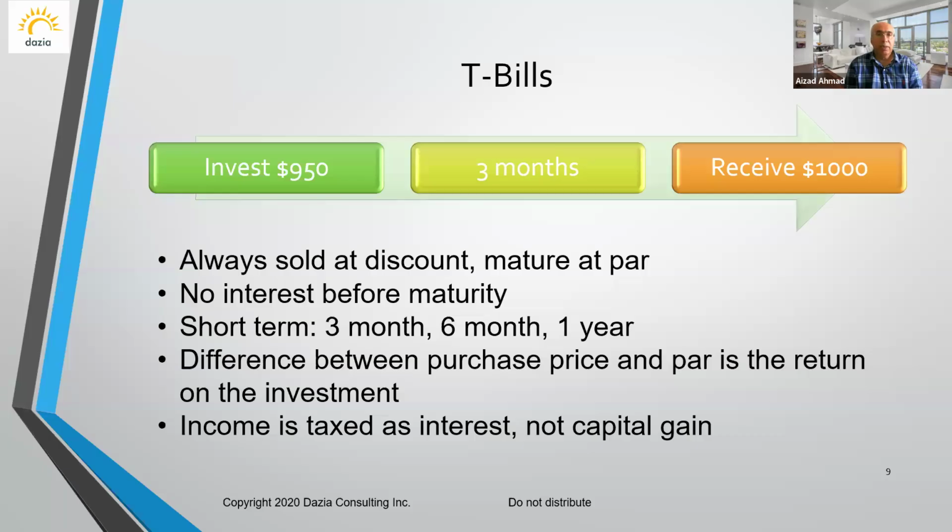So the T-bills, as we said, are sold at a discount and they mature at par. For example, you invest $950 for 3 months. After 3 months, you will get $1,000. That is how you will receive the $1,000 at maturity. Short term is 3 months, 6 months, 1 year. The difference between the purchase price and par is the return on the investment. In this case, the income is taxed as interest, so you do need to pay taxes on the growth. Okay, so we will continue in the next section.